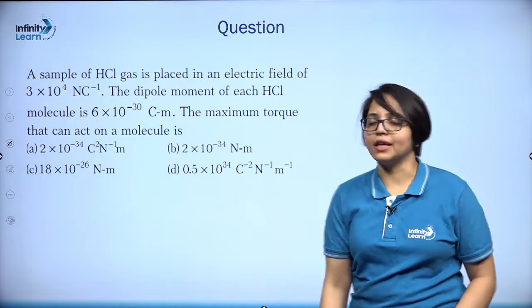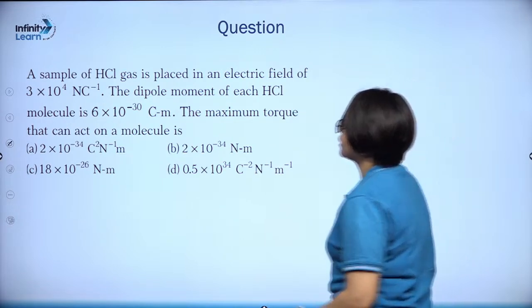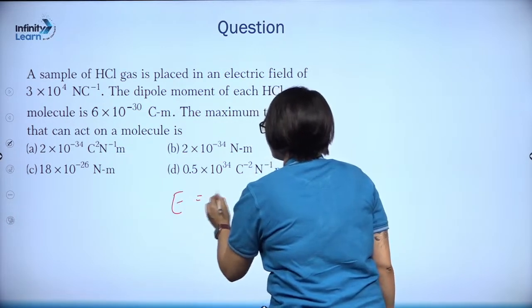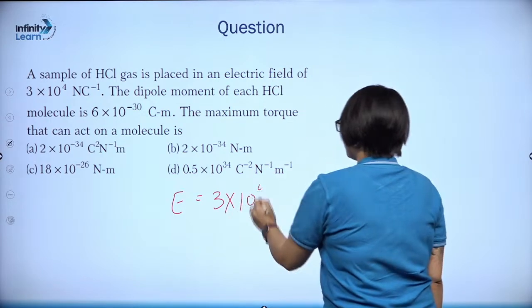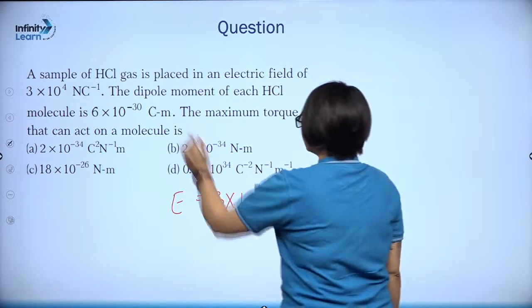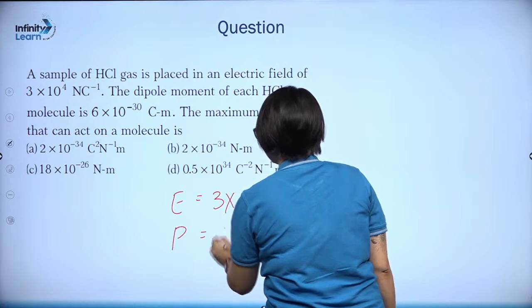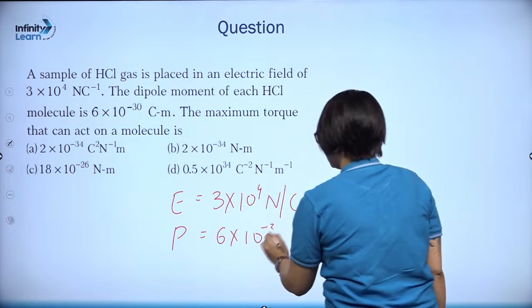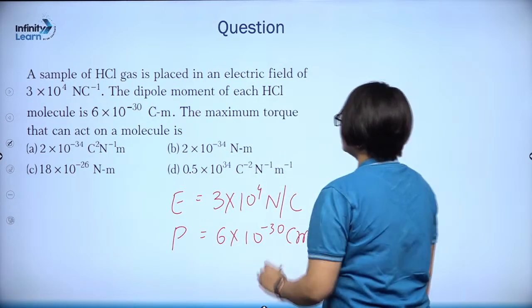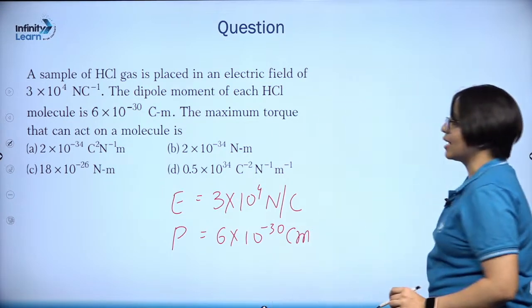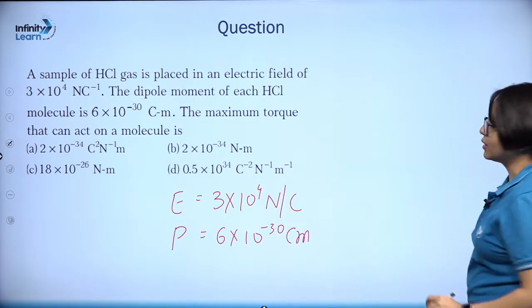A sample of HCl gas is placed in an electric field of 3 into 10 power 4 Newton per coulomb. The dipole moment of each HCl molecule is this much. Then the maximum torque that can act on a molecule is, what is the torque?